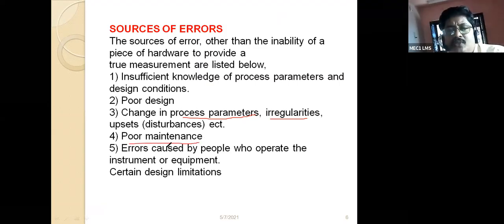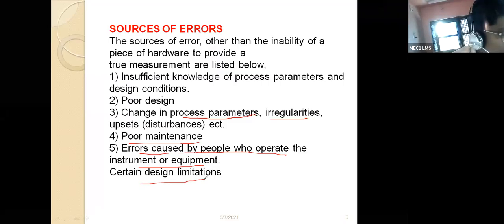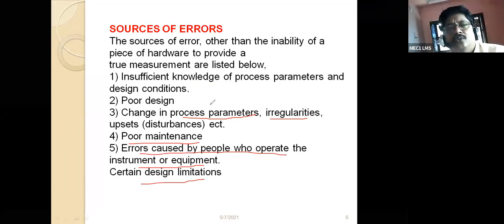Maintenance for a particular instrument is required, because we already said instruments are very sensitive. For example, if you buy one instrument and do not use it for 3 or 4 months, in the fifth month it may not work, because instruments are electronic goods which are very sensitive. And there are errors caused by the people who operate the instrument or equipment. Certain design limitations will also be there. So these are the sources of error. Any questions up to this? We'll go for the next one.